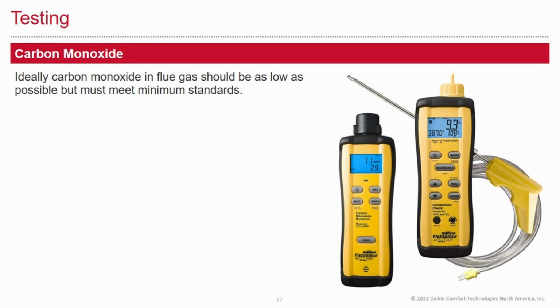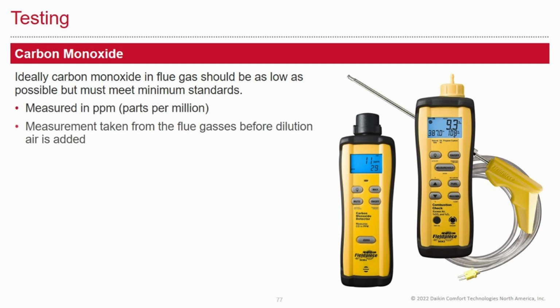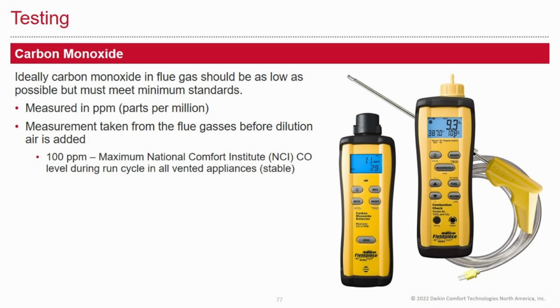Carbon monoxide. Ideally, carbon monoxide in flue gas should be as low as possible, but must meet minimum standards. It is measured in parts per million. Measurements taken from flue gases are before dilution air is added. 100 parts per million is the maximum National Comfort Institute CO level during a run cycle in all vented appliances operating in a stable condition.